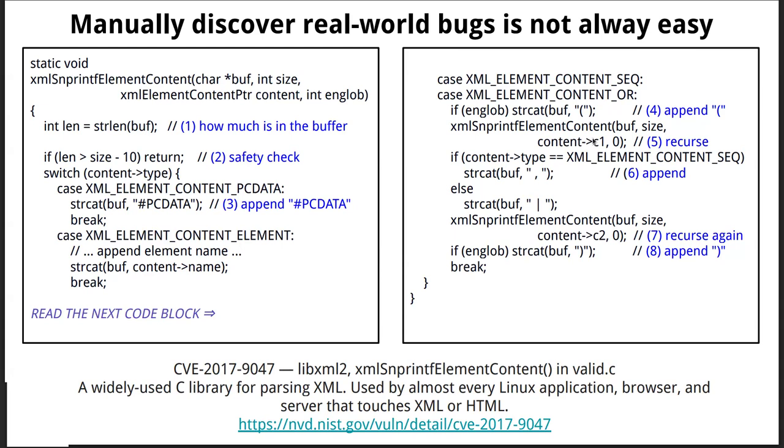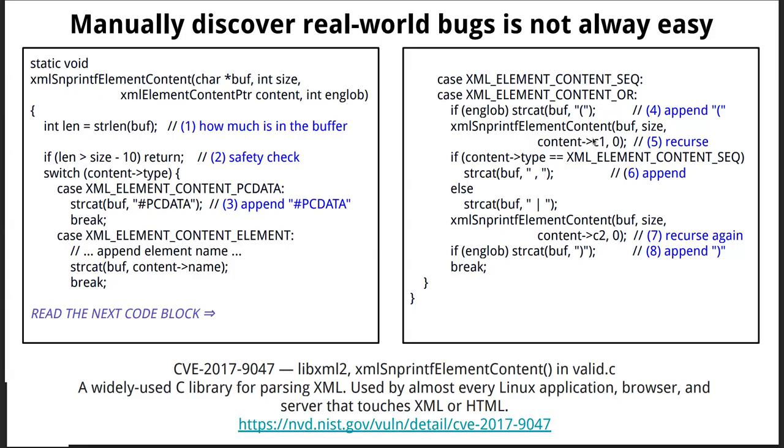And there is a function for the XML printf element content. And this is the code. It's almost everything of the code. And let's say if we can find the bug compared to what we saw before, it's not that obvious, right?